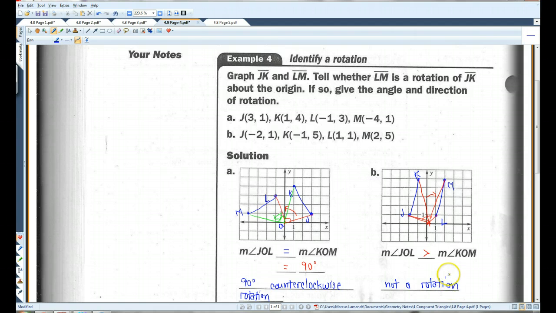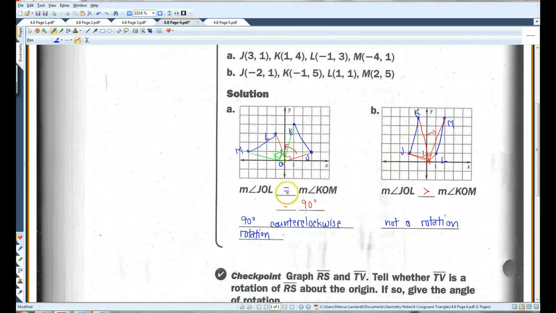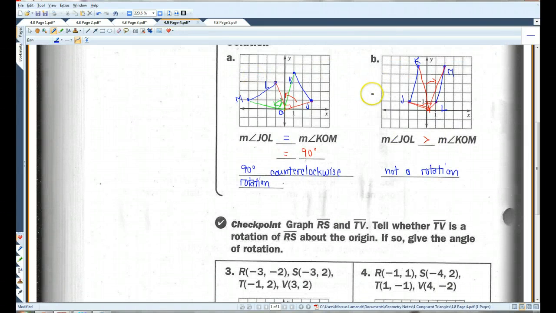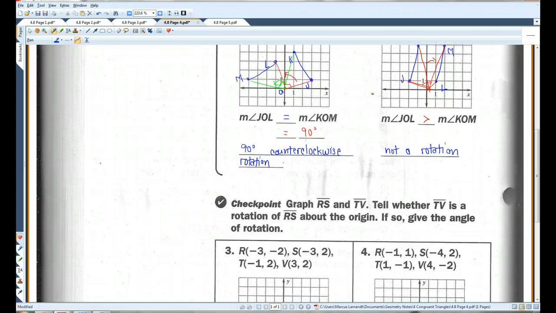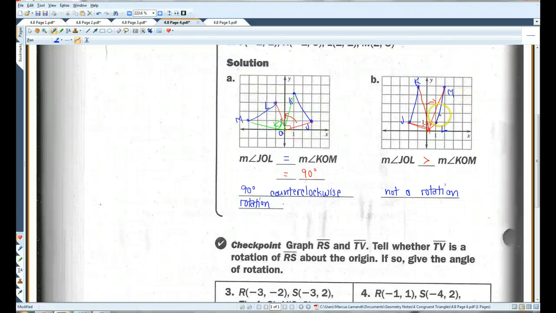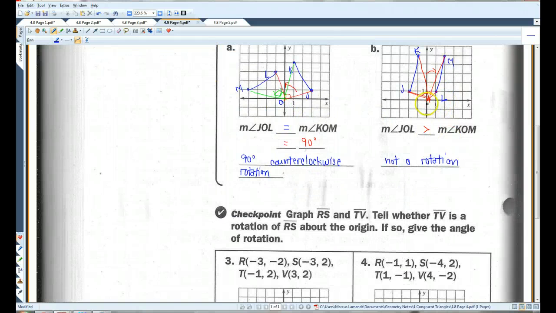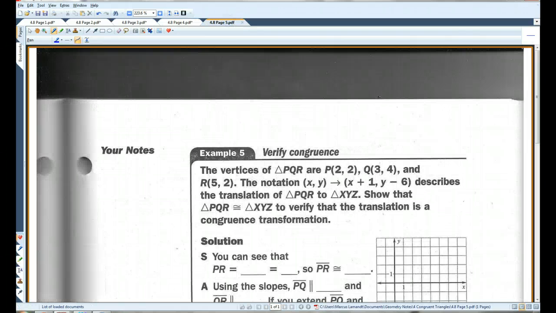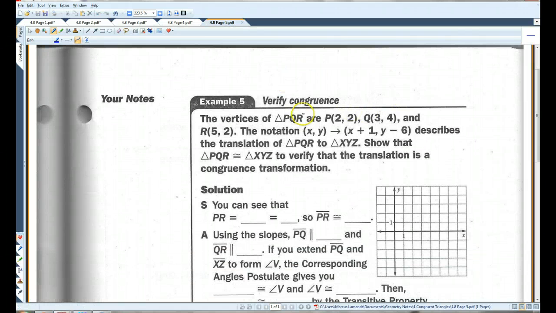Now, I know most of you guys do not have protractors at home, so if I give you problems like this in a checkpoint, it's going to be obvious. If it's not obvious, just make your best guess. I'm not going to grade you on that one, okay? It's going to be very obvious whether or not they're congruent. And if it looks like a right angle, it probably is a right angle. Okay? Alright, last page. The vertices of triangle PQR are these.